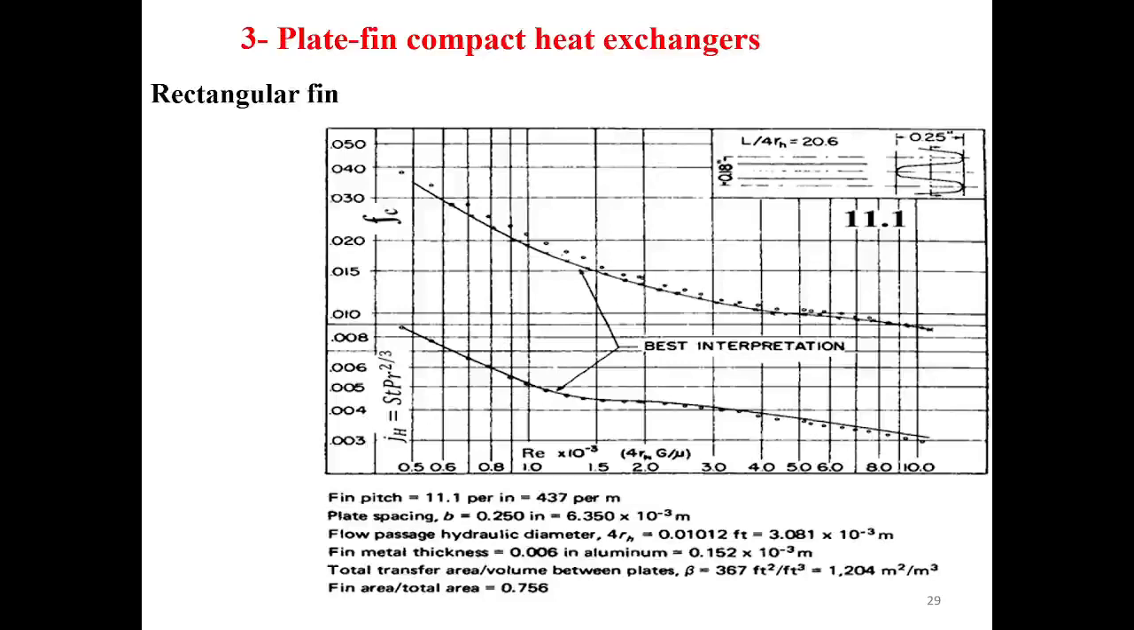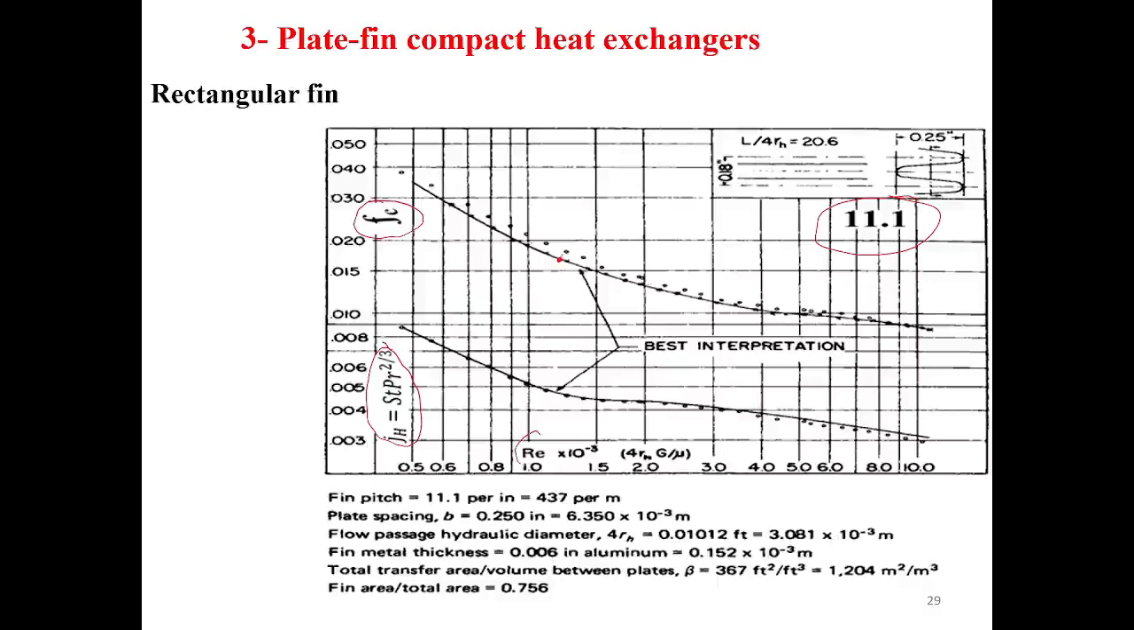This is a rectangular fin. The designated number is 11.1. As we saw before in the gas information for the tube fin compact heat exchangers, the same idea applies here. You have two parameters on the y-axis, the friction coefficient and the J factor, with two lines. This one represents the friction coefficient, and this one represents the J factor.